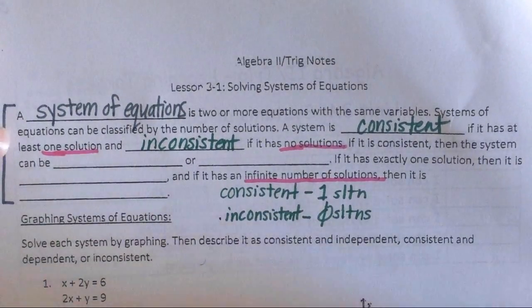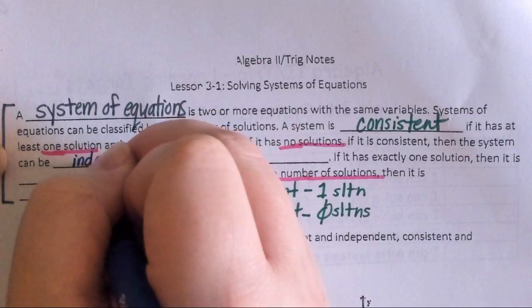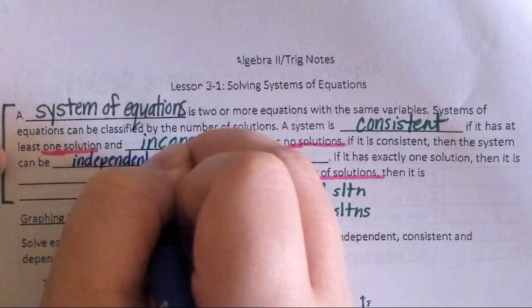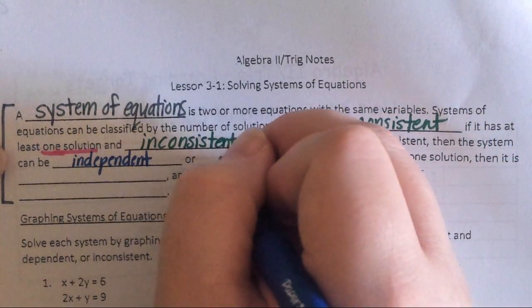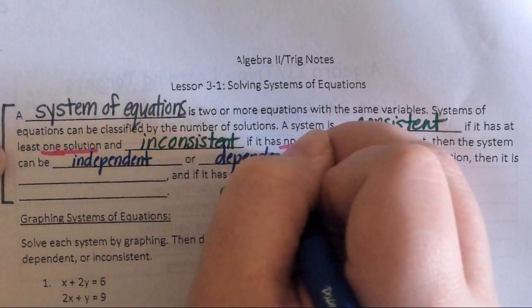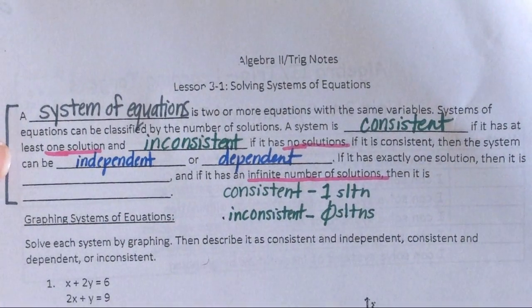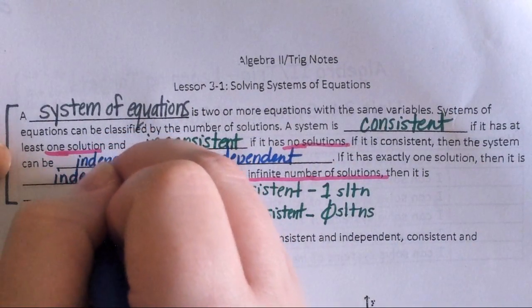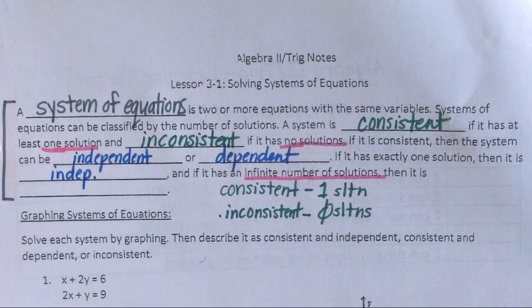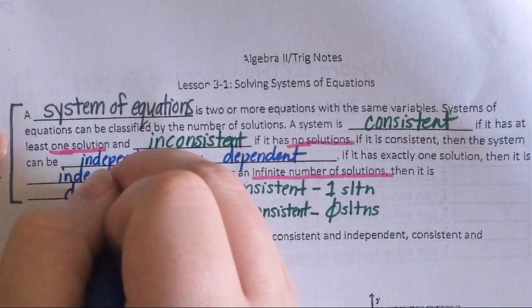But not only can we have one solution, we could have infinitely many solutions. So if it is consistent, then the system can be independent or you're the opposite of independent. You're dependent. Tylen said it first. She gets the point. Dependent. So if you have exactly one solution, you're unique. You're special. So then you're independent. I get lazy and I just put independent. I don't actually spell it out. And if you have infinitely many solutions, you're not special. That one point's not special. So that's why we call it dependent.